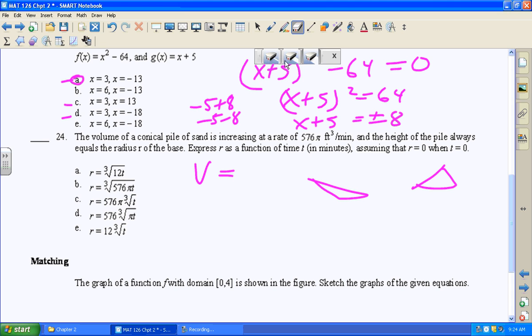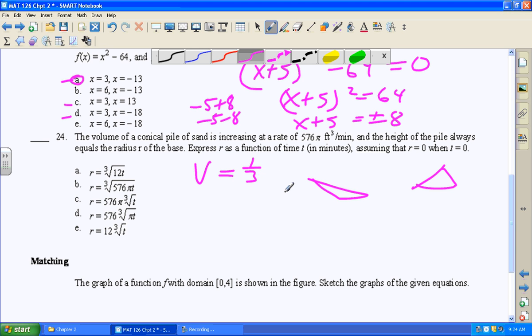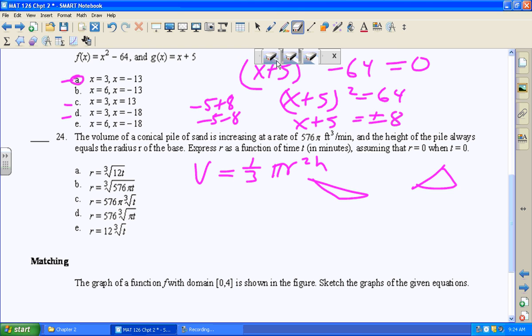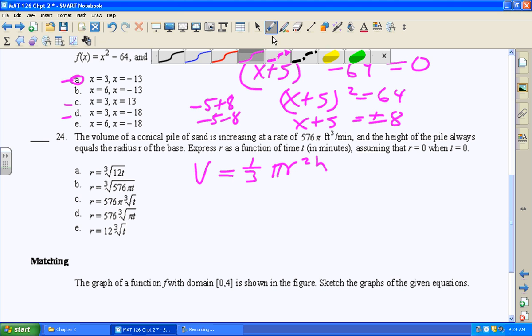Equals 1/3 pi r squared. Good. Well, is that the volume of a cone? Yeah. 1/3 what? 1/3 pi r squared h. Pi r squared h. Okay. It gives you something to study tonight.